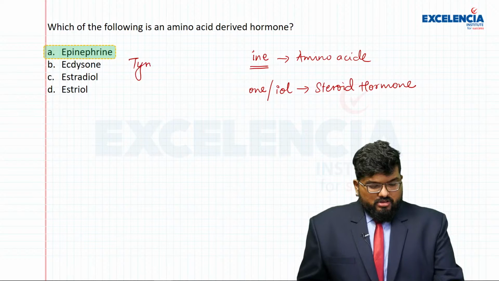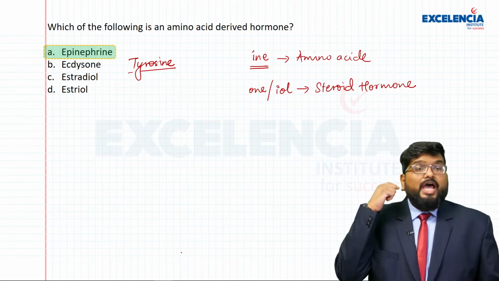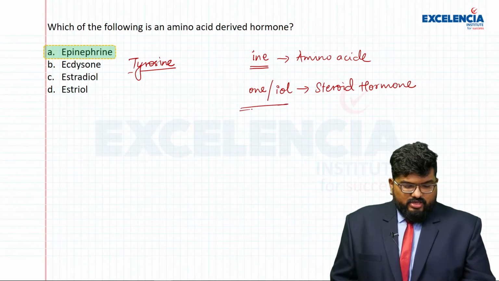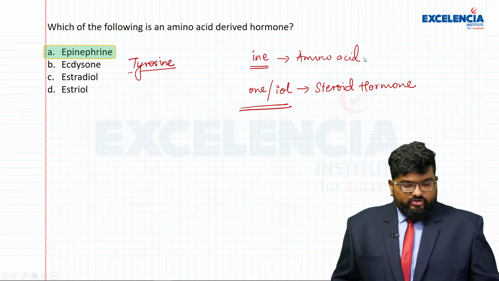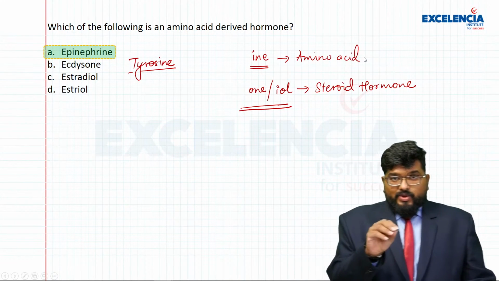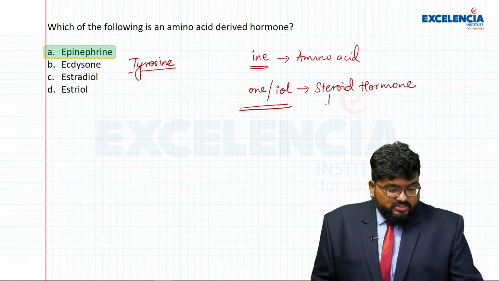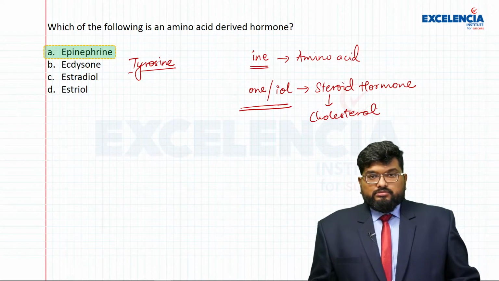Epinephrine is obtained from an amino acid called tyrosine. Got it? So remember this bifurcation. INE is amino acid derived. If it ends in ONE or IOL, it is a steroid hormone, and the source, the parent molecule, is cholesterol. Got it?